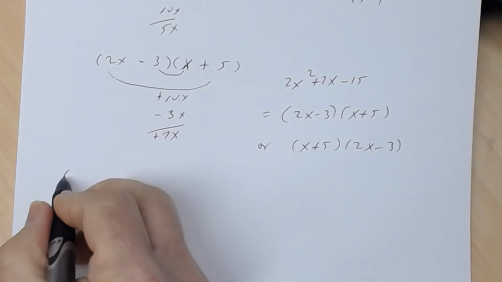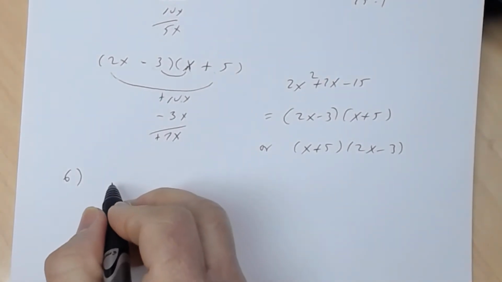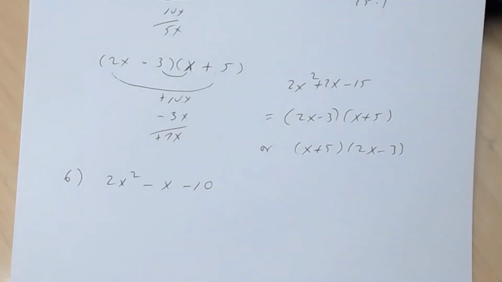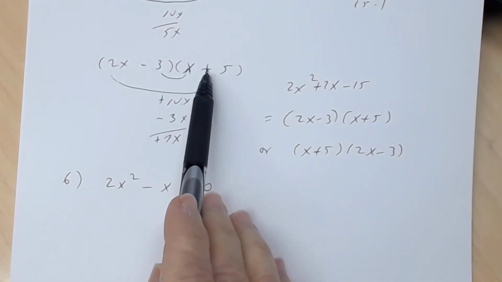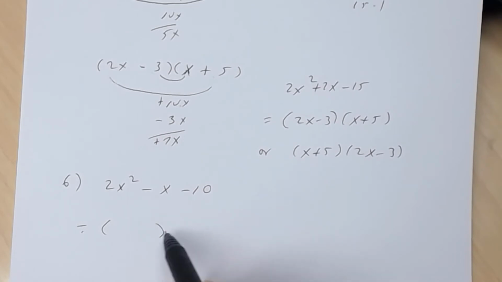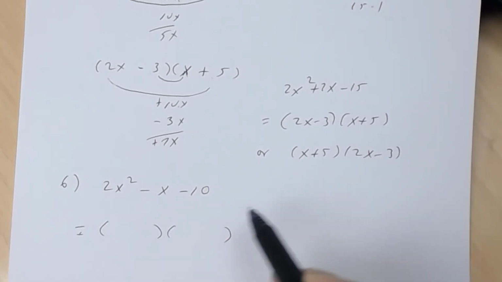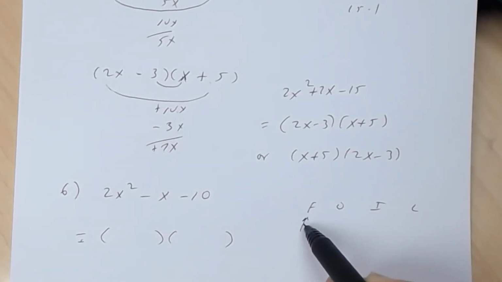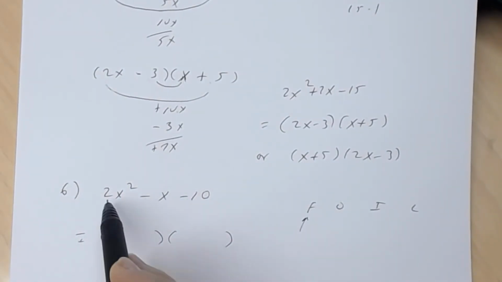Okay, number 6. Let's suppose we had 2x squared minus x minus 10. So 2x squared minus x minus 10. Again, notice it's in descending order. In this situation, the last sign's negative. That means that when I factor these, the signs are going to be different. So let's go directly to factoring. We're going to use reverse FOIL. We do F first. So what times what is 2x squared?